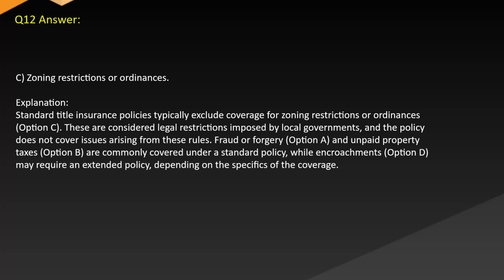Fraud or forgery, option A, and unpaid property taxes, option B, are commonly covered under a standard policy, while encroachments, option D, may require an extended policy depending on the specifics of the coverage.